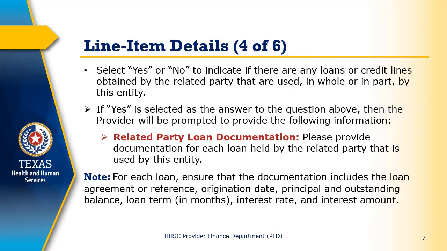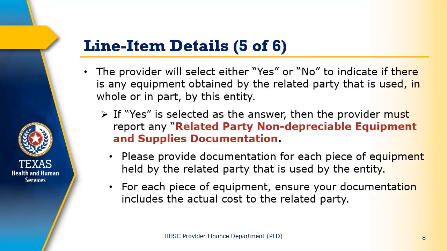This must be represented by a numerical value with 2 decimal places, no zeros, and no negative numbers. Please select yes or no to indicate if any loans or credit lines obtained by the related party are utilized, in full or in part, by this entity. If yes is selected, then the provider will be prompted to provide the following information: related party loan documentation. Please provide documentation for each loan held by the related party that is used by this entity. It is essential to verify that each loan's documentation includes the following details: loan agreement or reference, origination date, principal and outstanding balance, loan term in months, interest rate, and interest amount.